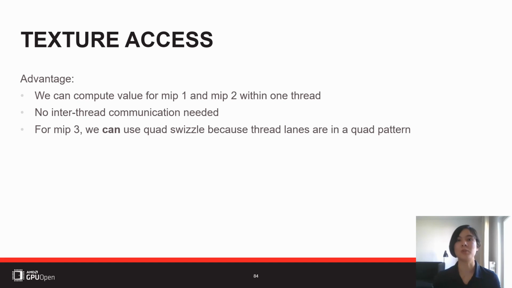And then if we go to MIP3, we need some inter-thread communication, either by using local data share, which is always possible, or in this case we can also use quad swizzle, because now our thread indices are arranged in a quad pattern. We could try this out and then measure again if this gives a further performance speed up, and I will do this later.